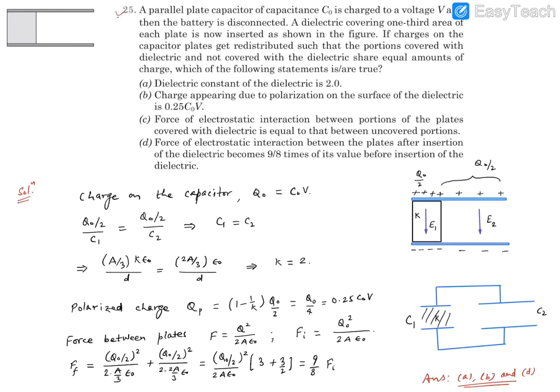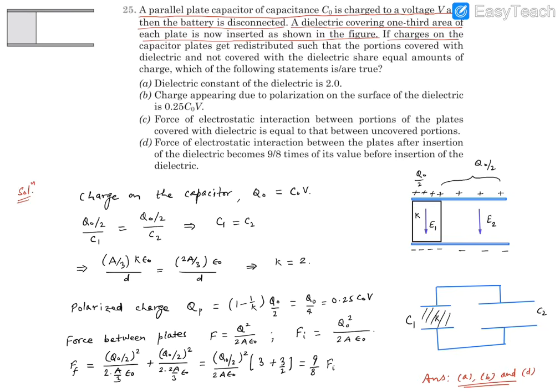Question number 25. It reads, a parallel plate capacitor of capacitance C0 is charged to a voltage V and then the battery is disconnected. A dielectric covering 1/3 area of each of the plates is now inserted as shown in the figure. Here is the figure.